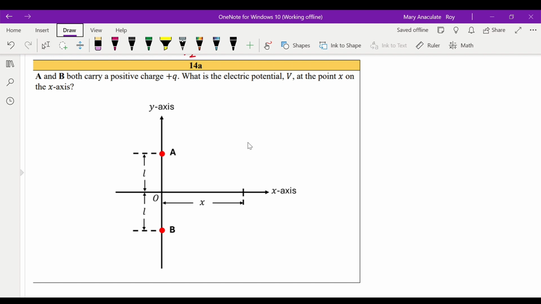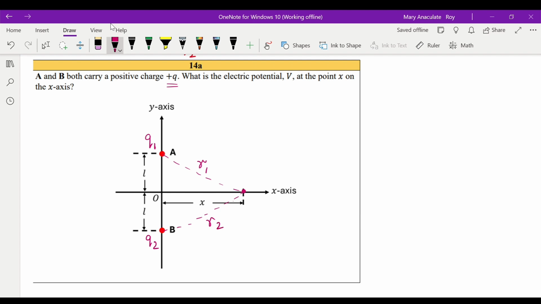So let's see what is the electric potential V at the point X on the x-axis. The point is here, and the charges are placed at A and B. So what do we need? If you take Q1 as placed at A and Q2 as placed at B, and both carry positive charge plus Q. Now what do we need for calculating electric potential? You need to have this distance. So if you take that as R1, let's take this distance from the point as R2. So we need to know R1 and R2.